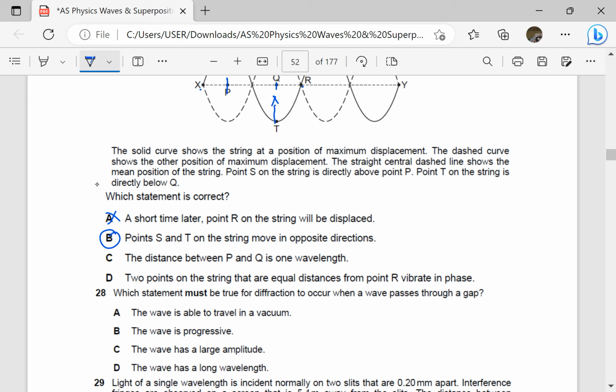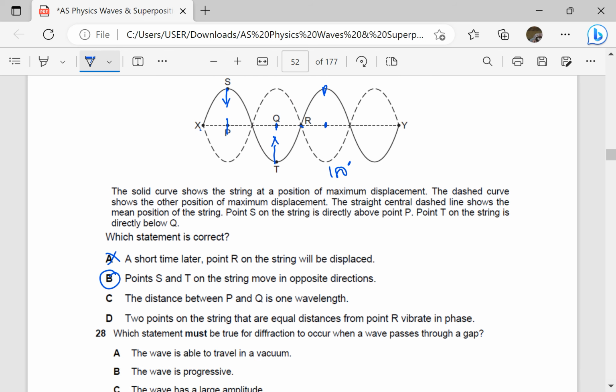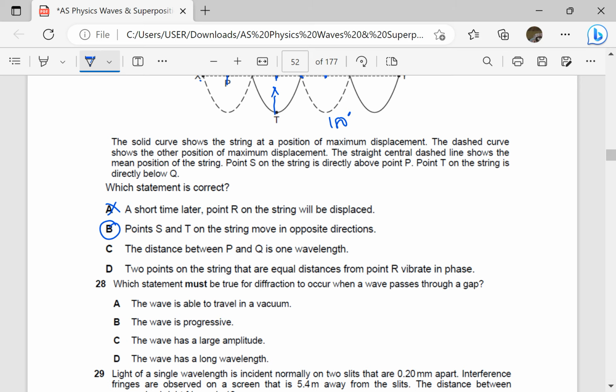Then, two points on the string that are equal distances from point R vibrate in phase. No, they actually do not. If, for example, Q and another point here, they are not vibrating in phase. They vibrate 180 degrees out of phase. They are in antiphase. So the answer is only B.